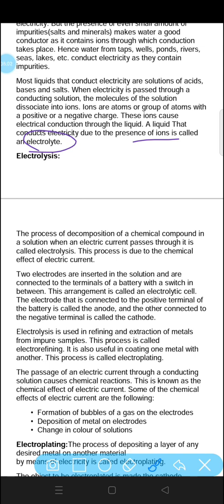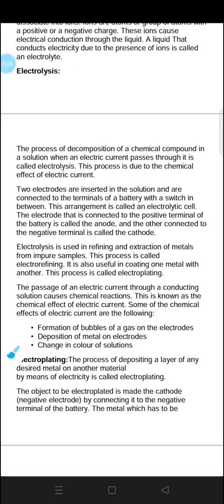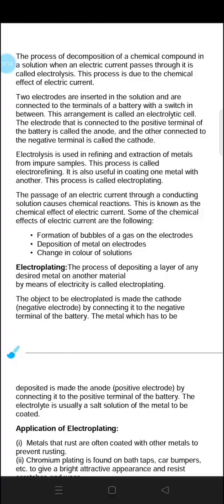So it is an electrolyte. Now what is electrolysis? We have talked about electrolyte: the liquid that conducts the electricity is called electrolyte. Now what is electrolysis? The process of decomposition of a chemical compound in a solution when an electric current passes through it is called electrolysis.